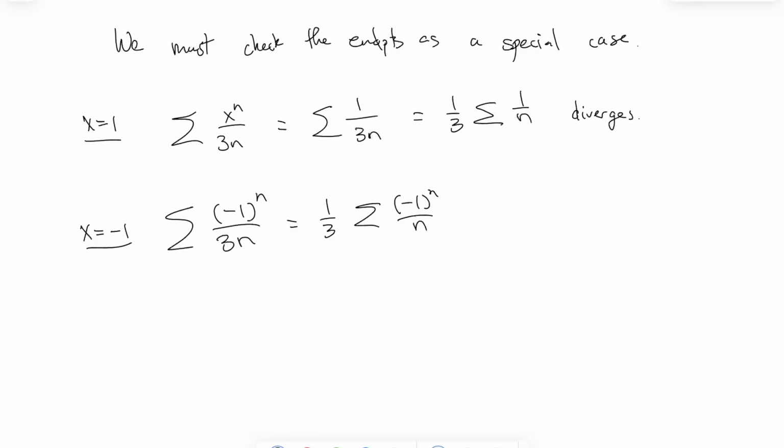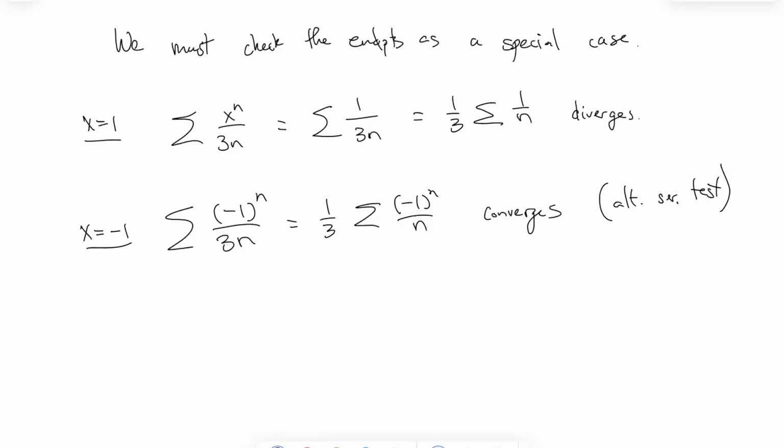This is now alternating. This is called the alternating harmonic series. We talked about this maybe 2 times ago. You can actually show that this converges using the alternating series test, or this is a standard example. This one converges. If you like, you can use the alternating series test.